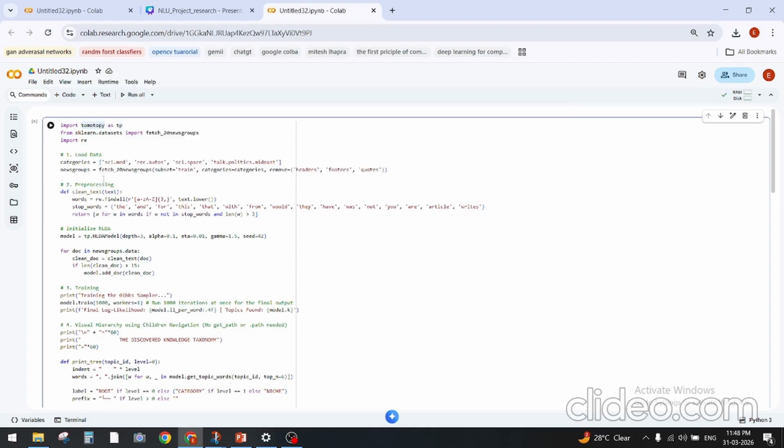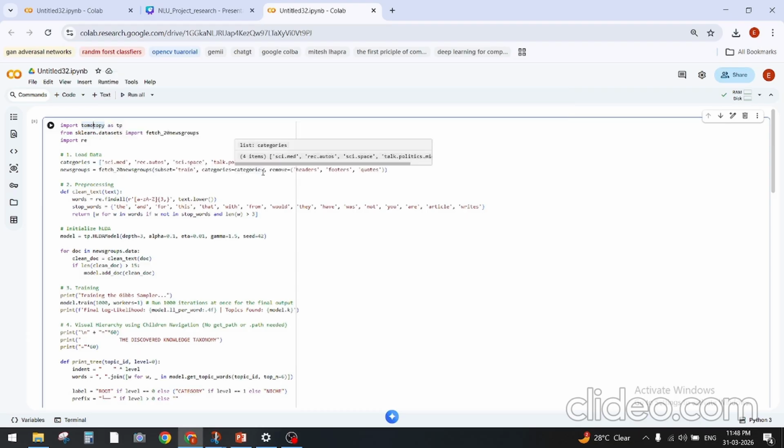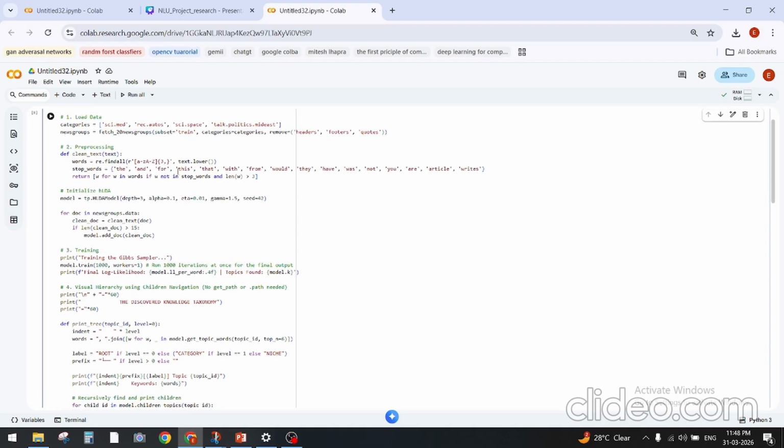We have defined our categories to be science: recreation, then sci.space, which is basically science in space, science in medicine, and then we have politics. So these are the categories that we have defined. Otherwise, fetch 20 newsgroups contains lots of categories and lots of data. The next thing that we have done is pre-processing. In pre-processing, first of all we have removed the words which have a length lesser than 3. Then we have removed stop words.